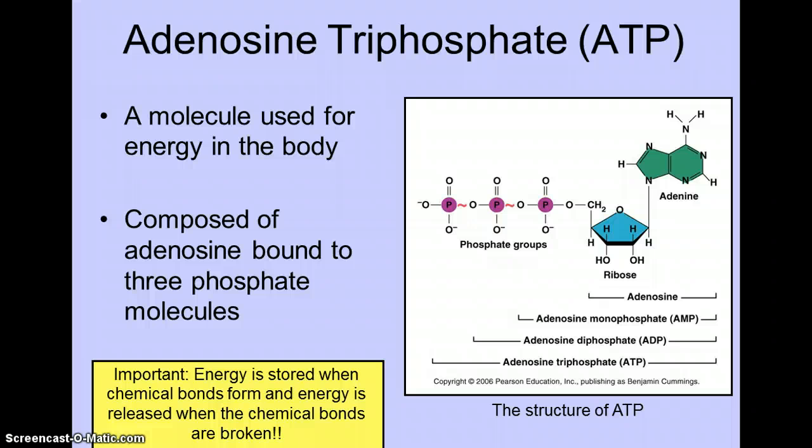It actually comes from breaking down glucose, and that is why carbs are necessary in our diets and why, way back in the carbohydrate screencast, I mentioned that carbohydrates are the primary source of energy for our bodies. This process where we break down glucose to take energy from that molecule and use it to attach a phosphate group back on to ADP is known as cellular respiration, and it occurs within our body's cells.